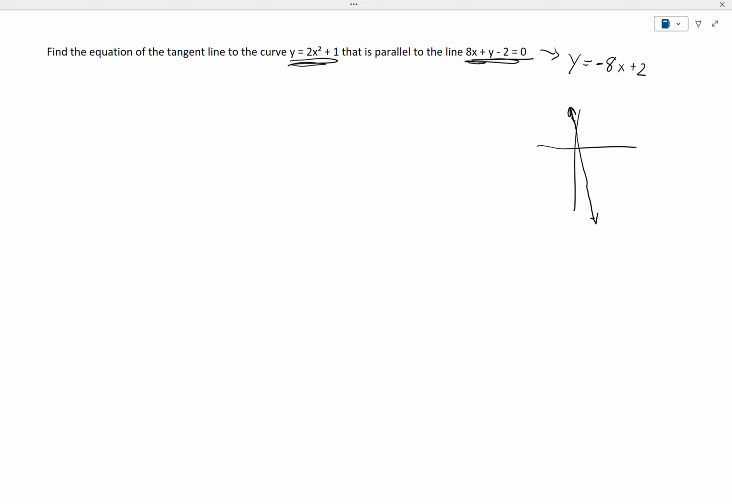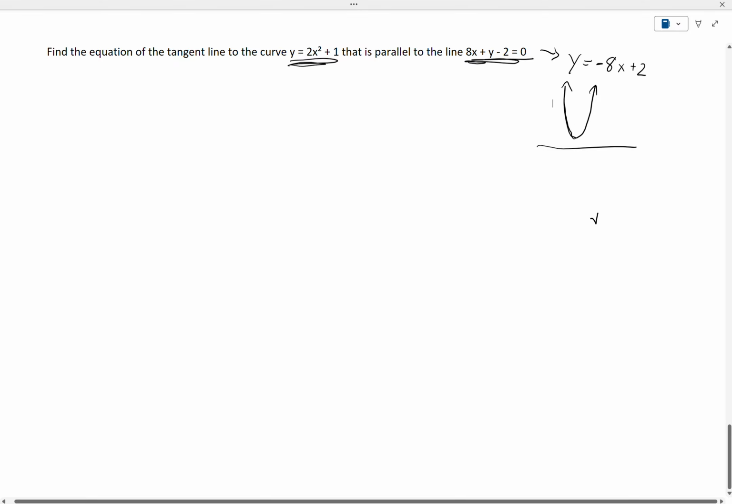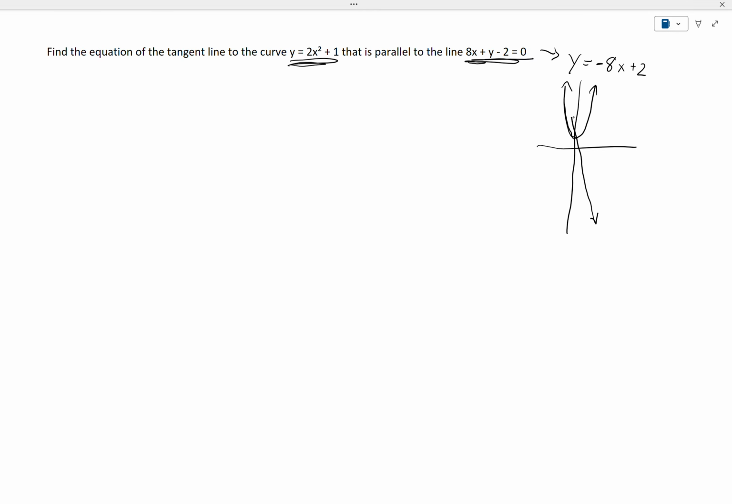And this other curve that they give us, y equals 2x squared plus 1, that's going to be a parabola that's stretched upward and shifted upward. So that's going to probably look like this, like that. So I'm going to extend this line that I originally drew. Now everything disappeared. I'm going to extend this line a little bit.